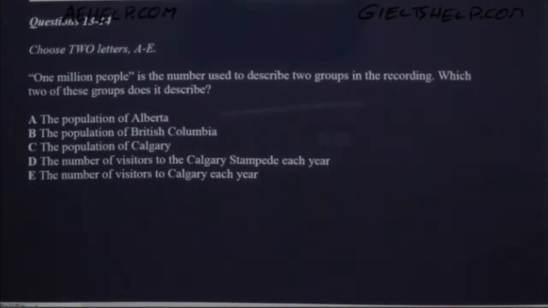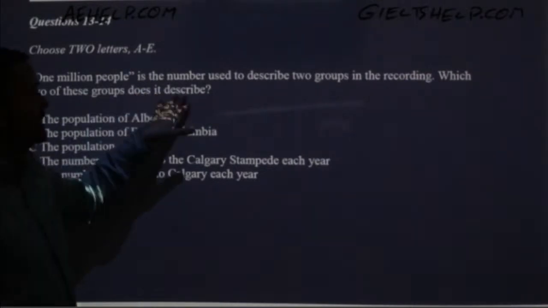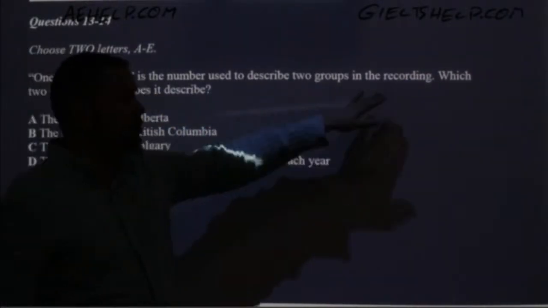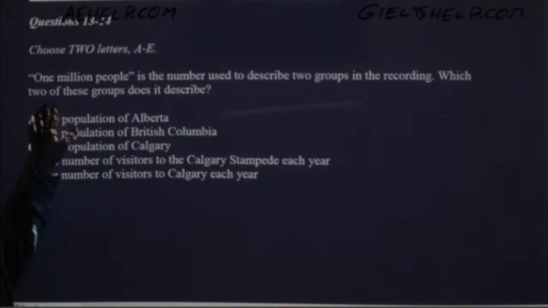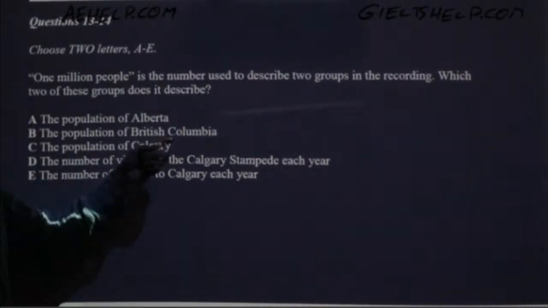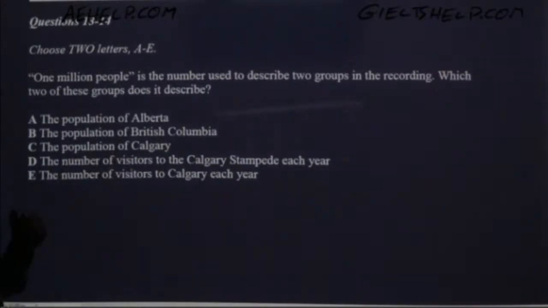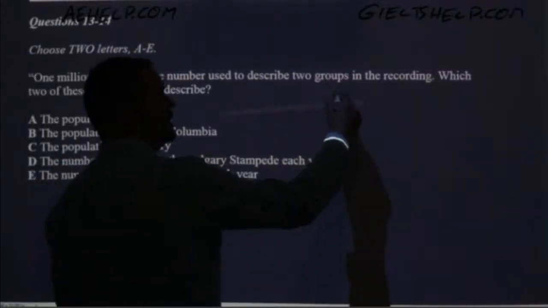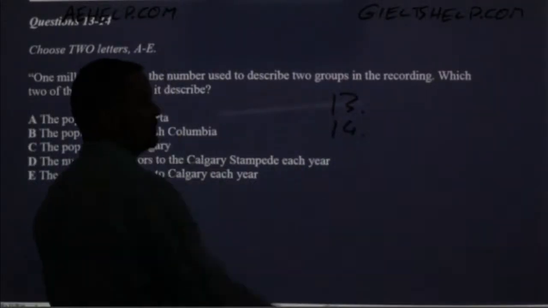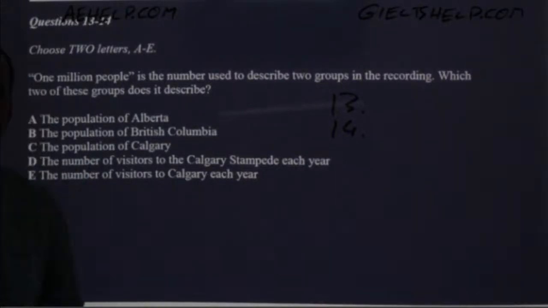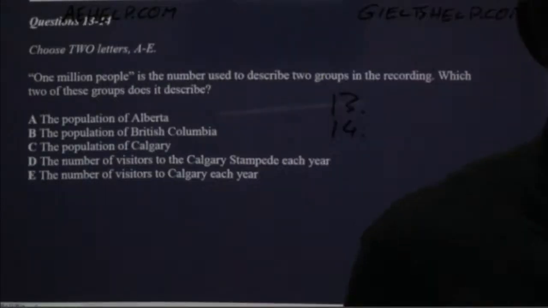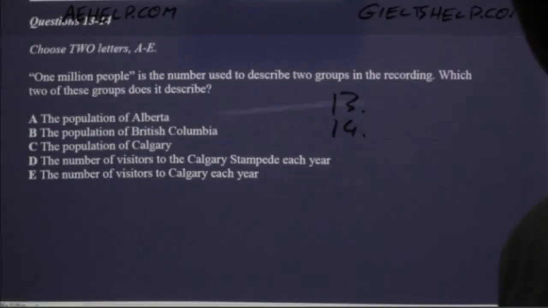Okay, for this type of question, it's a good idea to take some notes while you're listening. 1 million people is the number used to describe two groups in the recording. Which of these two groups does it describe? Population of Alberta, population of British Columbia, population of Calgary, number of visitors to the Calgary Stampede. So for this question, it's 13, 14. The order doesn't matter. You just have to make the right choices. And I can now brighten up our lives a little bit. You can see this a little bit brighter.